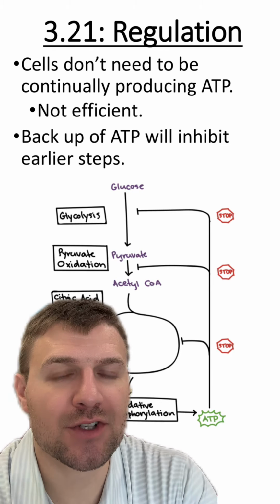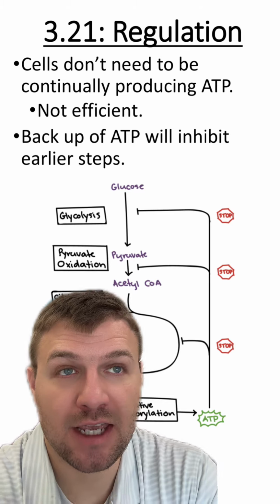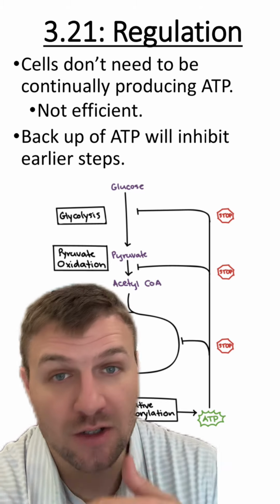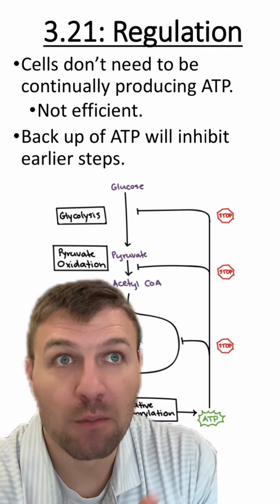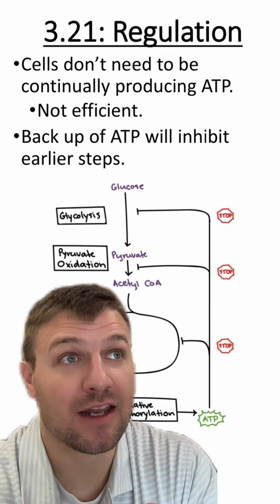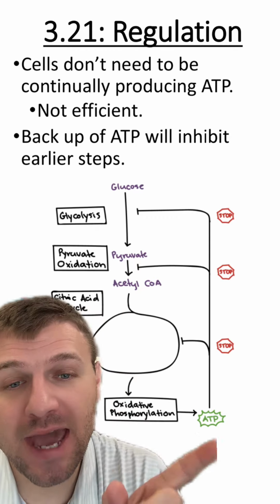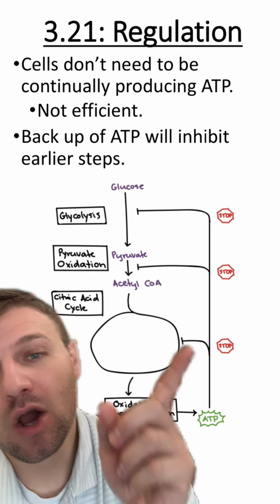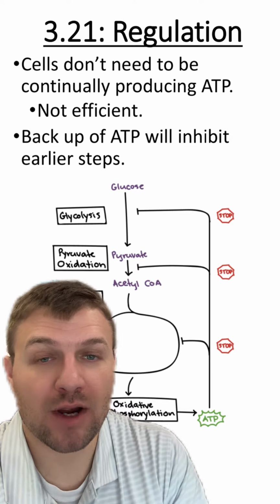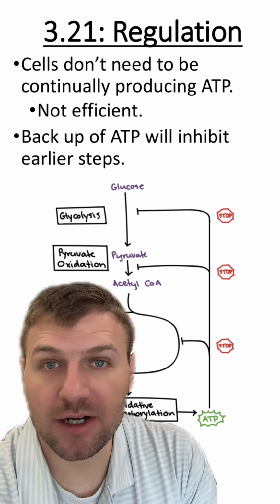So what happens is our cells are going to regulate how much ATP is actually going to be produced. Since at certain times throughout the day, cells aren't going to need a lot of ATP, they go in cycles of needing ATP or not needing ATP, they're going to regulate how much ATP they're actually going to make. If they didn't do this, this wouldn't be efficient, and if they're not efficient, well, that's not how evolution works. So what happens is the backup of large amounts of ATP will stop the earlier processes to again make sure we have the right amounts of ATP and we're not overproducing it. Other molecules will also play a part in this regulation.